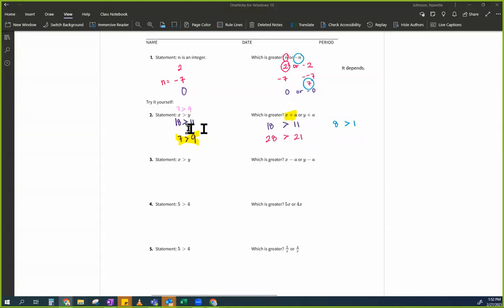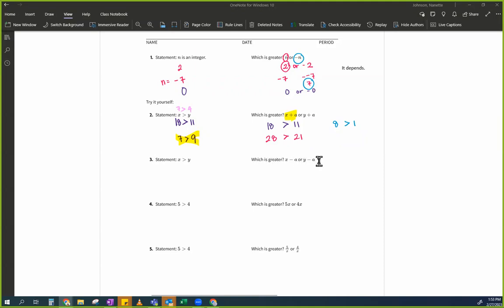So no matter what, won't you always be older than the person that you're older than in some number of years? Or go backwards as well? So the answer is yes. So the answer here is going to be x plus a. Okay. Look at statement 3, and I'm going to let you guys go.